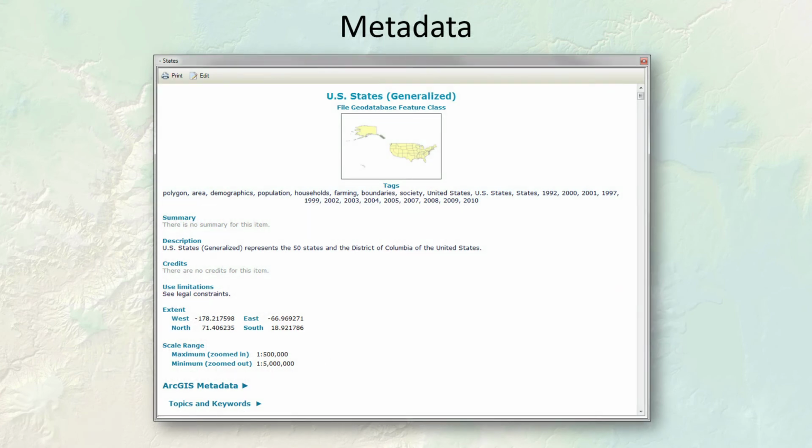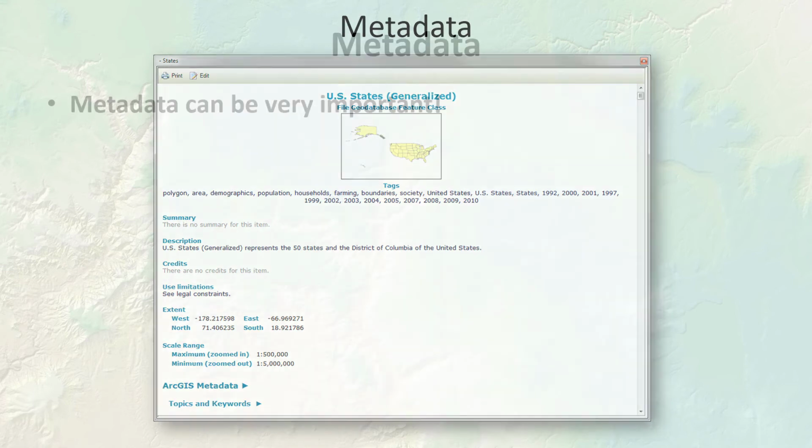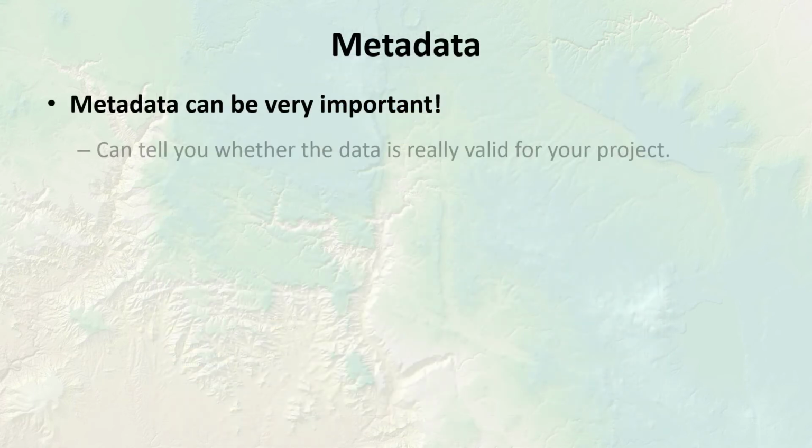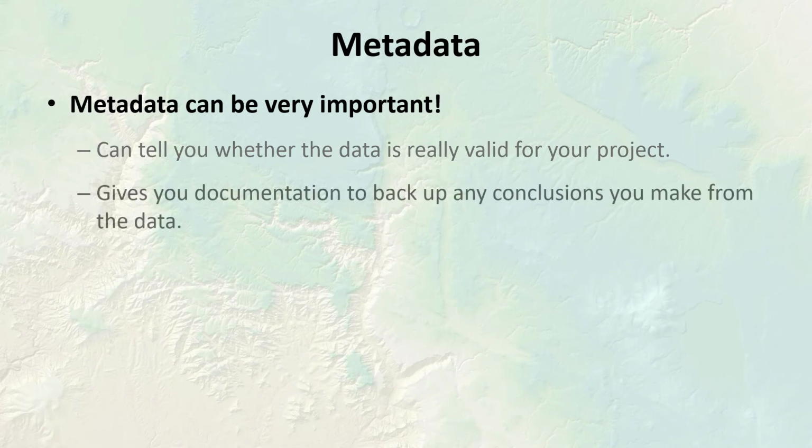Here's an example. This is what metadata looks like when you look at it in ArcMap or ArcCatalog. See all this cool information. It is really, really important. It tells you whether the data is valid. It gives you documentation to back up any conclusions you make from the data. If you're doing an analysis on veg type, and from your analysis somebody is determining that they can harvest this area, well, the metadata will give them the documentation to support that management decision.